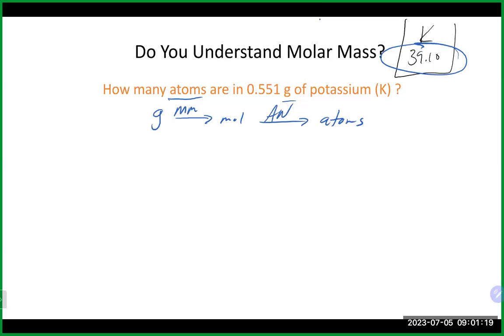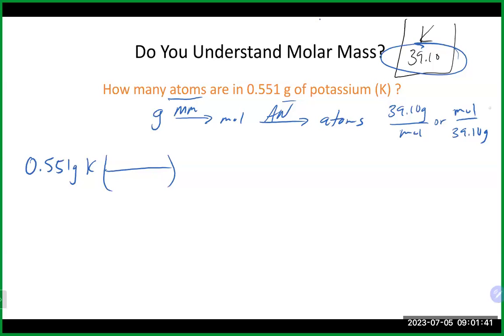So that is where we will start, is our molar mass, which once again is 39.10 grams per mole. Or again, if we needed to, we could flip it around to use. So starting with our grams here, 0.551 grams of potassium. Grams are up on top, so we do want to get rid of it. So we will be flipping it around and using it that way. We're going to put our grams there on the bottom.